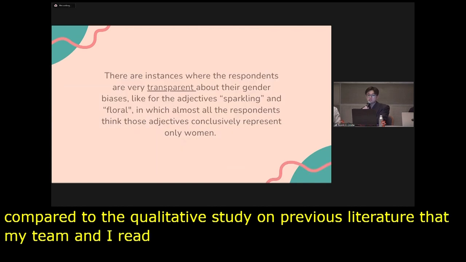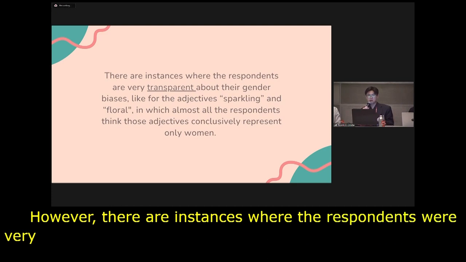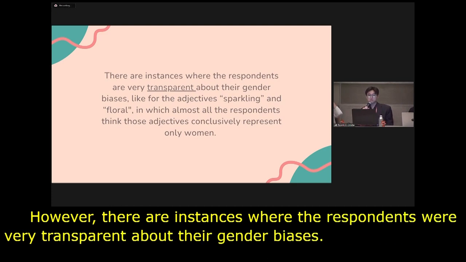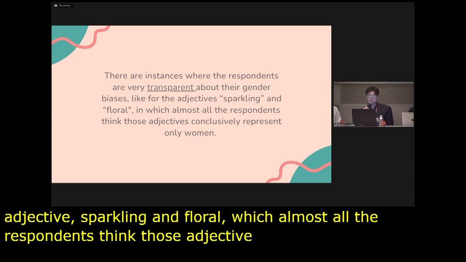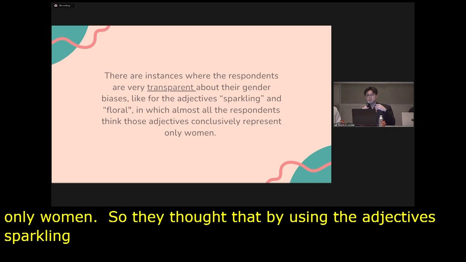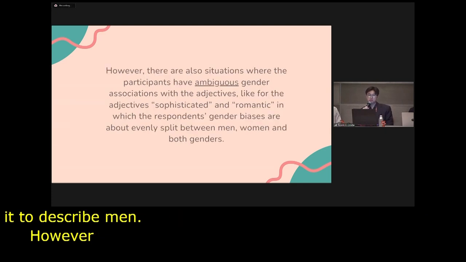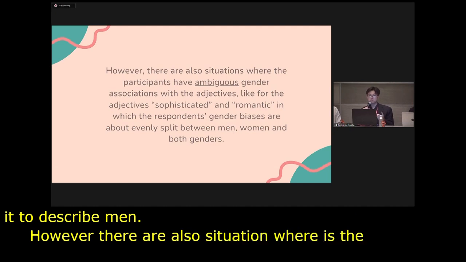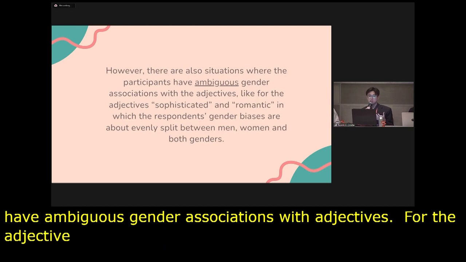However, there are instances where the respondents were very transparent about their gender biases, like for the adjectives sparkling and floral, in which almost all the respondents think those adjectives conclusively represent only women. So they thought that by using the adjective sparkling or floral, you can sell them, or you don't even use it to describe men. However, there are also situations where the participants have ambiguous gender associations with the adjectives, like for the adjectives sophisticated and romantic, in which the respondents' gender biases are about evenly split between men, women, and both genders.